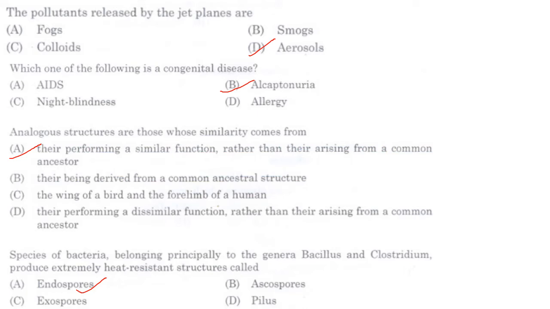Which of the following is a congenital disease? AIDS, night blindness, alkaptonuria, allergy. Now alkaptonuria is a congenital disease. So answer is option B.